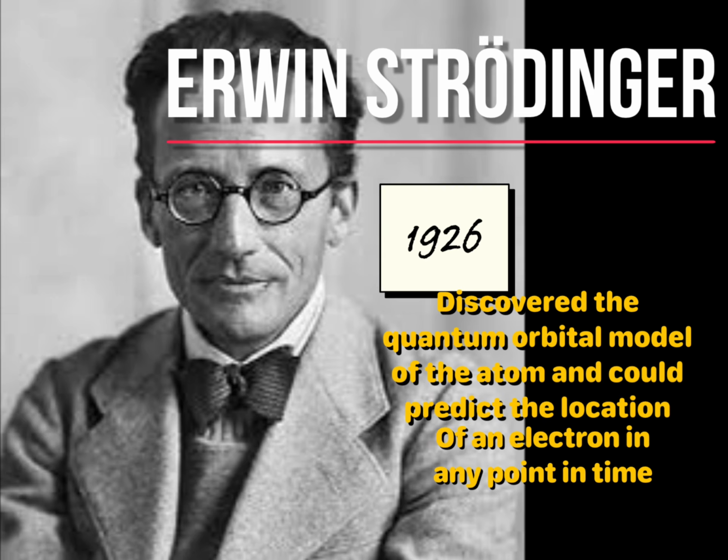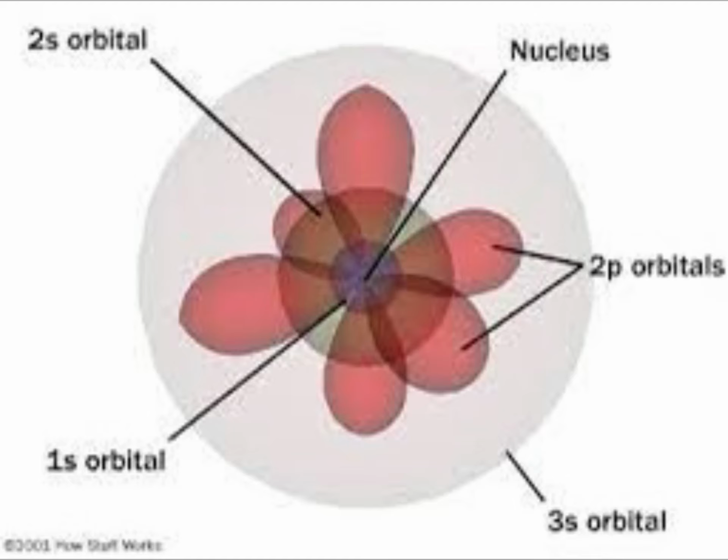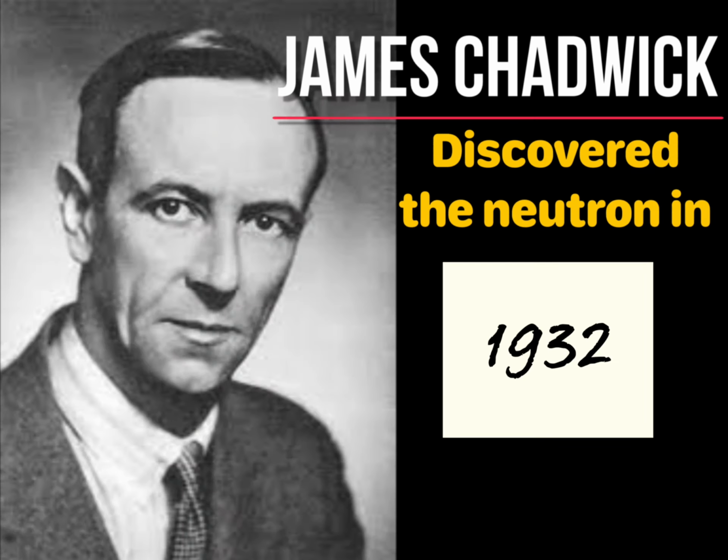Then, of course, a few years later, in 1926, an Austrian physicist named Erwin Schrödinger discovered the quantum orbital model of the atom and could predict the location of an electron in any point in time. In this model, the electrons move around the nucleus in clouds and not in circular paths like orbits. Not much progress took place in the field of discovering the structure of the atom until 1932, when James Chadwick discovered the neutron. Of course, the neutron is a very important subatomic particle, as I've told in the previous video, which you can go check out.